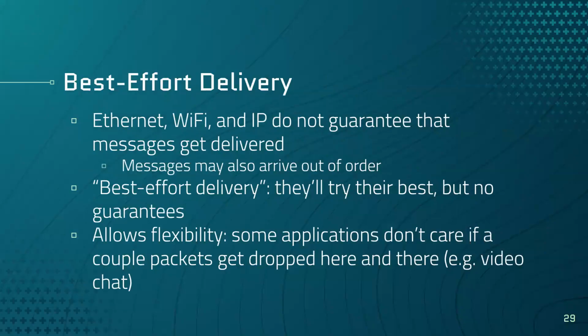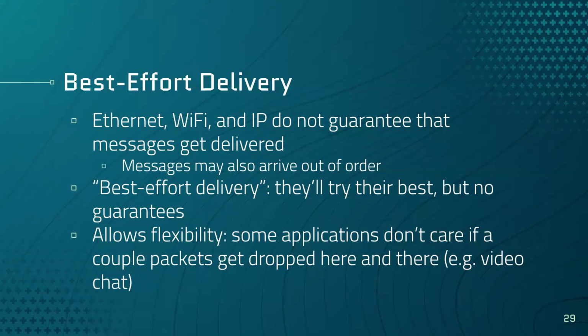So a really important thing with all of these protocols that we've gone over so far, so link layer protocols and IP, is that none of these actually guarantee that messages will be delivered, and they might also arrive out of order. There's this term called best effort delivery, which means they'll try their best, but they can't make any guarantees. So in practice, usually you don't have that many packets getting dropped, but it does happen occasionally. If you send enough data, eventually one or two of them are going to drop.